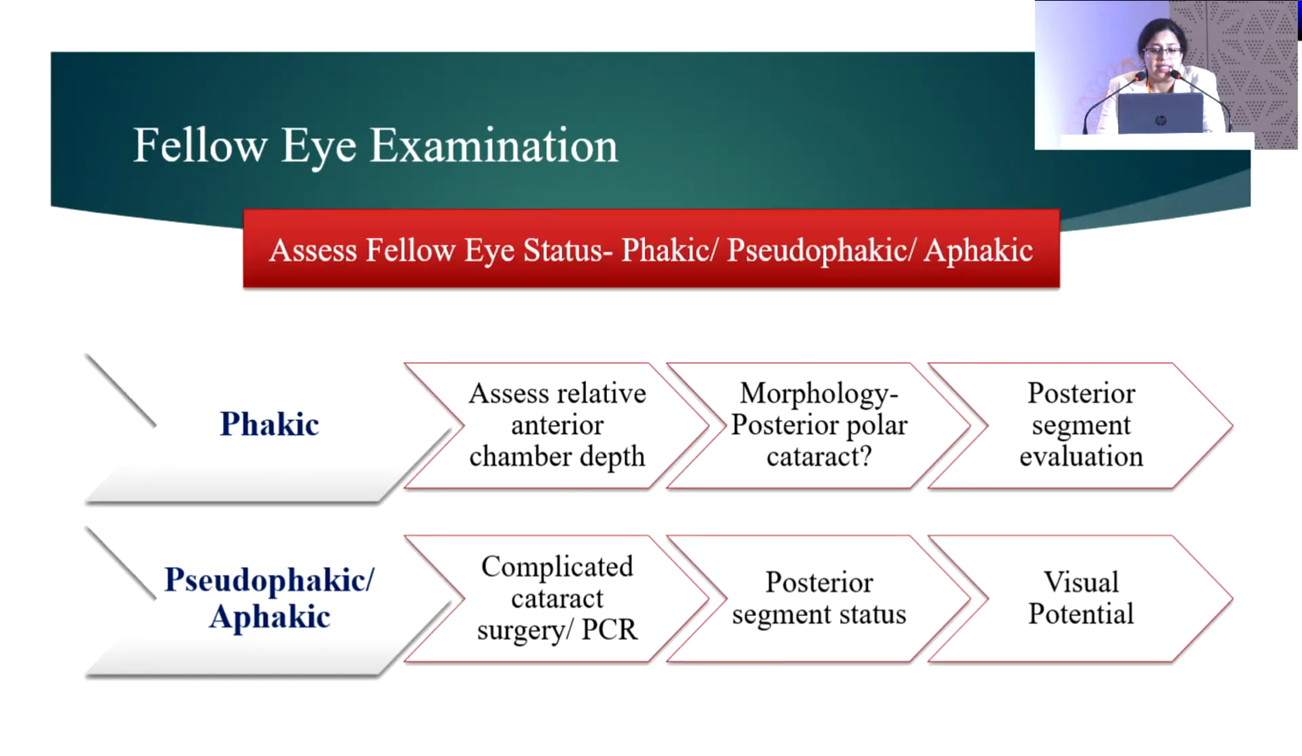Assess the fellow eye status. Is it phakic, pseudophakic, or aphakic? If it's phakic, assess the relative anterior chamber depth. Maybe you can see the morphology, if there is a hidden posterior polar cataract, if the other eye is not a white cataract, and posterior segment evaluation can be performed. In pseudophakic and aphakic eyes, a complicated cataract surgery, PCR, may give you an idea of how difficult this case can be. Posterior segment status and visual potential, of course, can be assessed in the fellow eye.